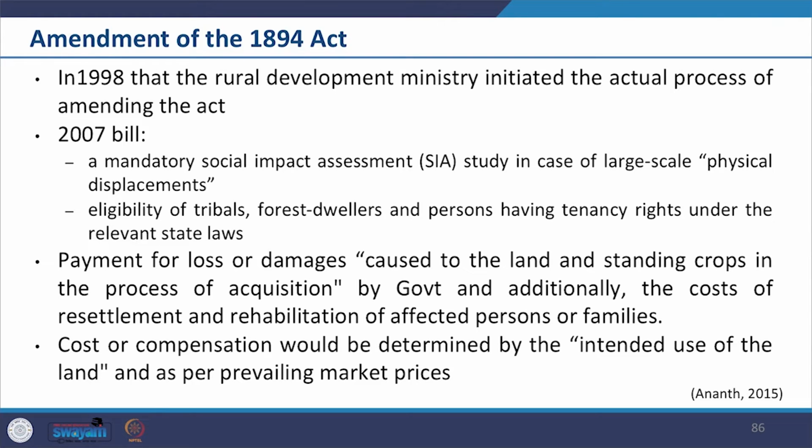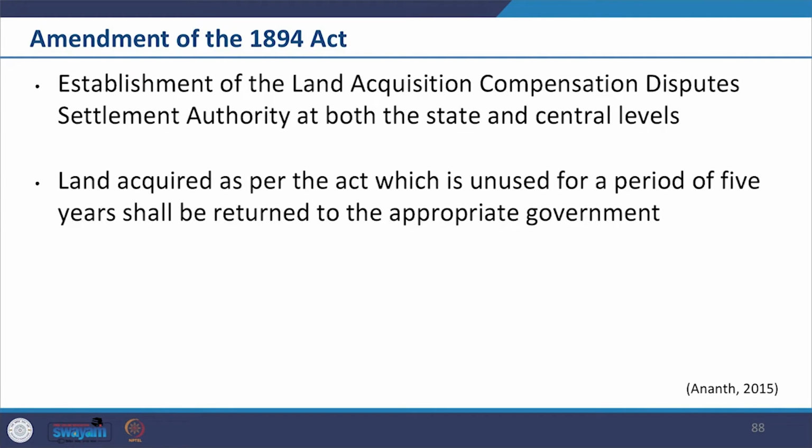As per the bill, while acquiring land, the government had to pay for loss or damages caused to the land and standing crops, and additionally the cost of resettlement and rehabilitation of affected persons or families. This compensation would be determined by the intended use of the land and as per prevailing market prices. It also sought to establish the Land Acquisition Compensation Disputes Settlement Authority at both the state and the central level, for providing speedy disposal of disputes relating to land acquisition compensation.